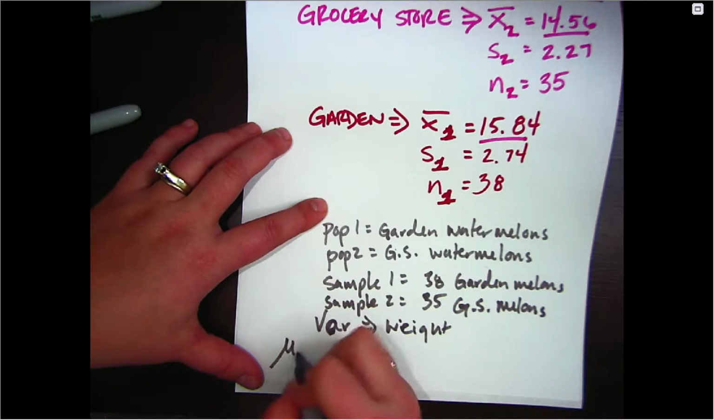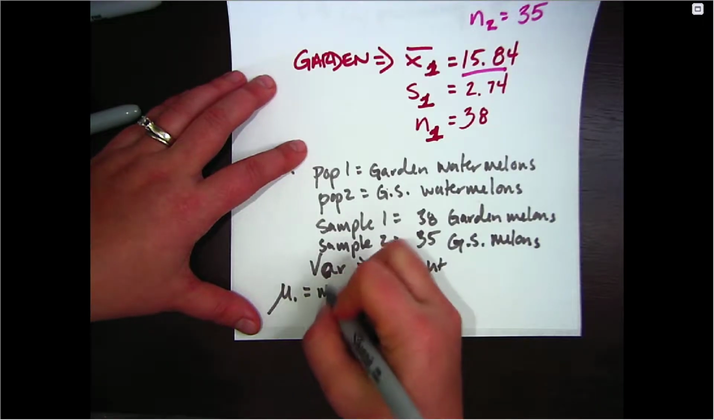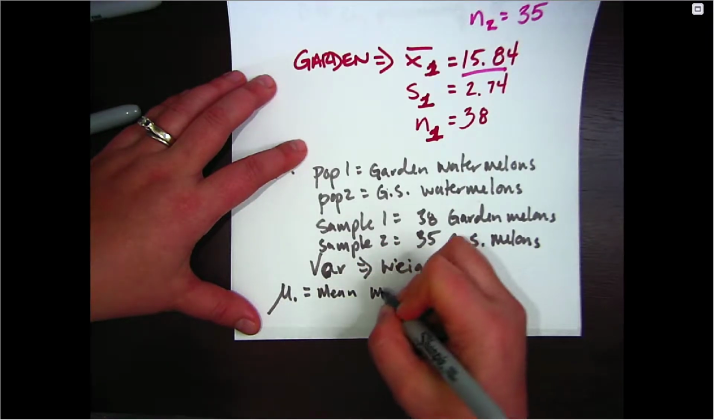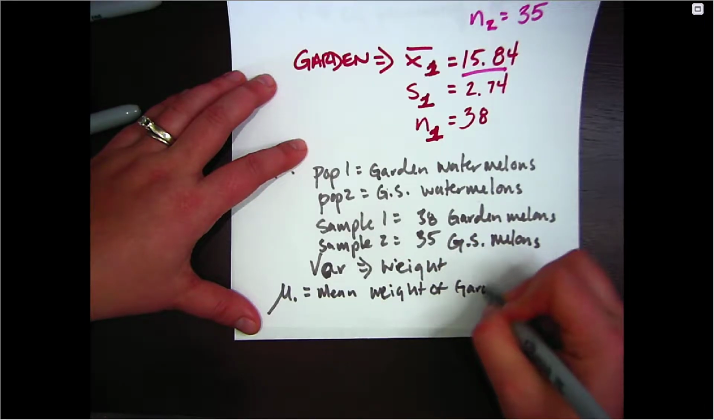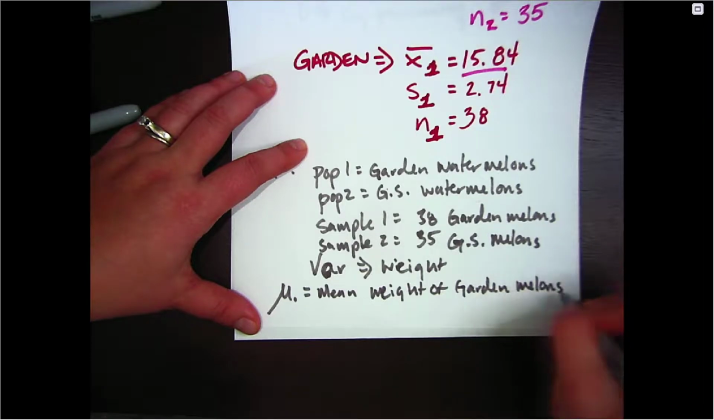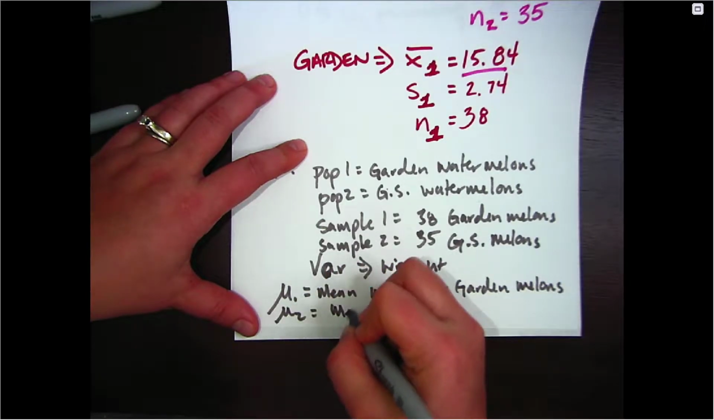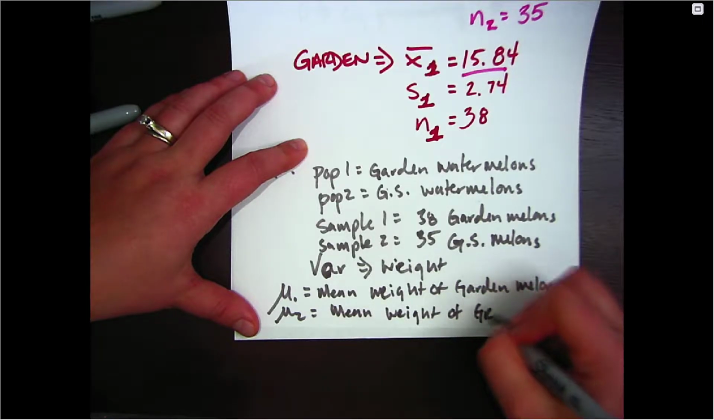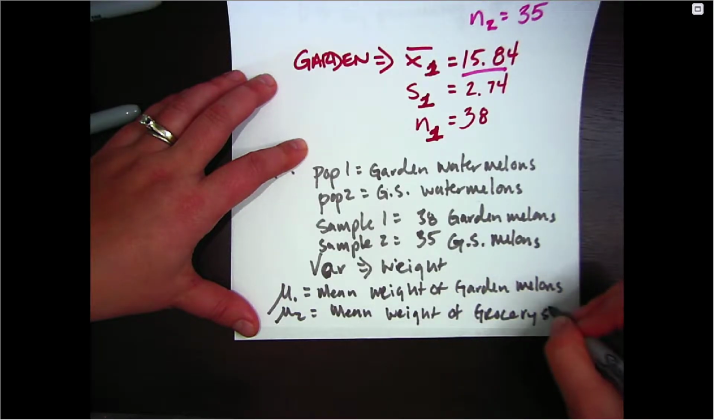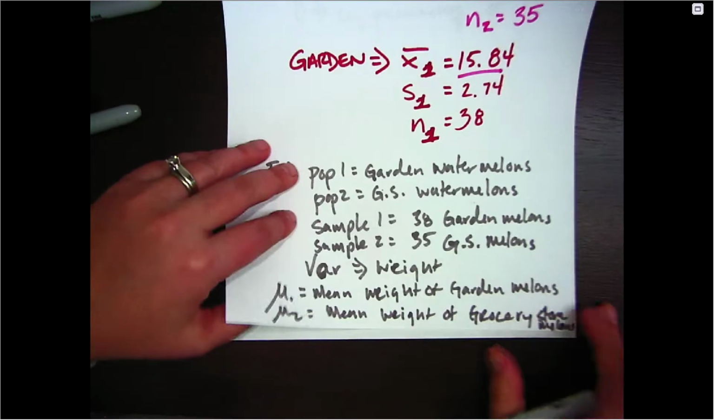And remember, for these, you'll have two separate parameters. So here mu1 would be mean weight of garden melons, and then mu2 would be mean weight of grocery store melons. So that's the F in our FRED.